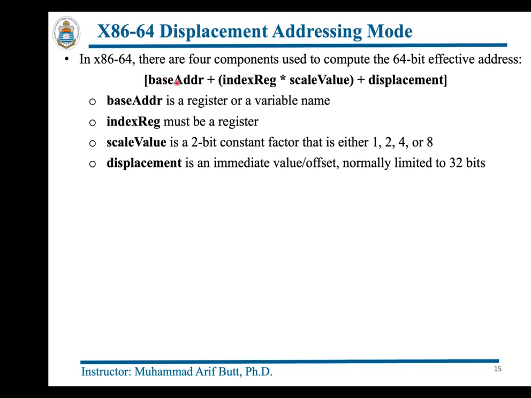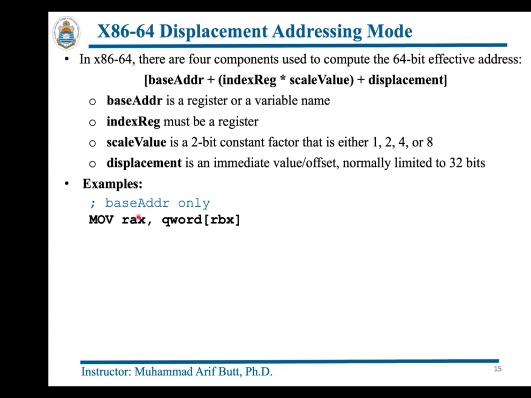The base address, which can be a register or a variable name, that is some memory address. The index register, which has to be a register multiplied with a scale value. The scale value can be 1, 2, 4 or 8. Default is 1. And then the displacement, which is an immediate value or offset normally limited to 32 bits. So these are the four values which together generate the 64-bit effective address inside x86-64 addressing.